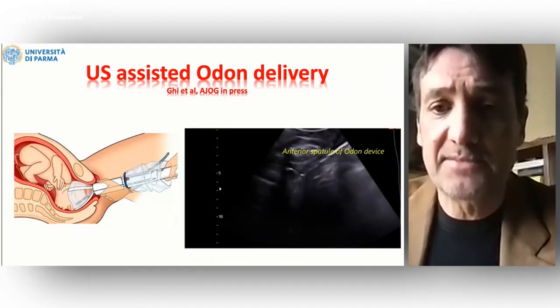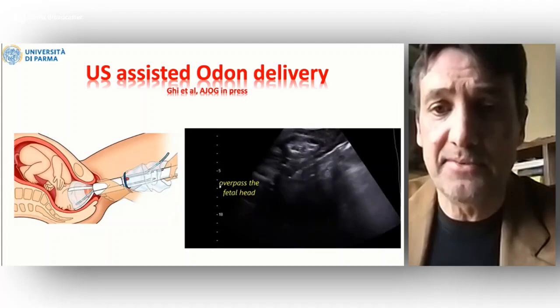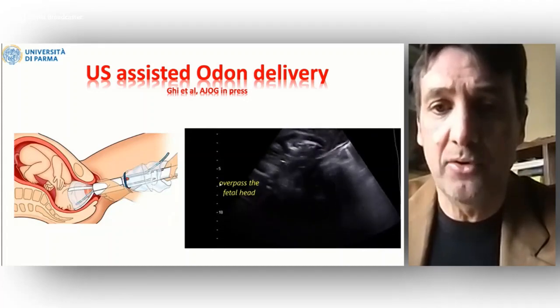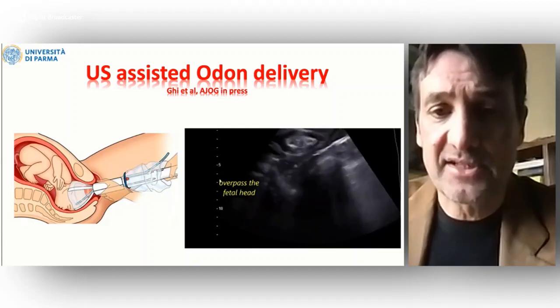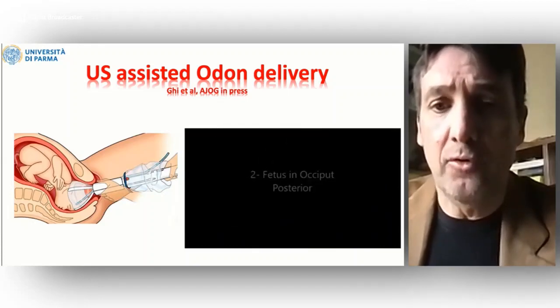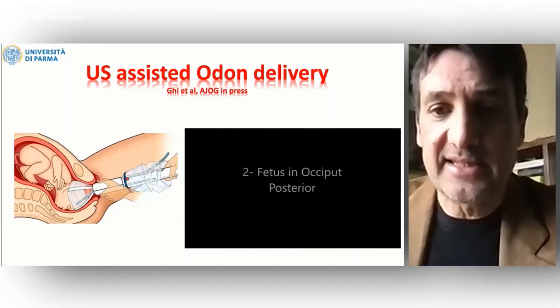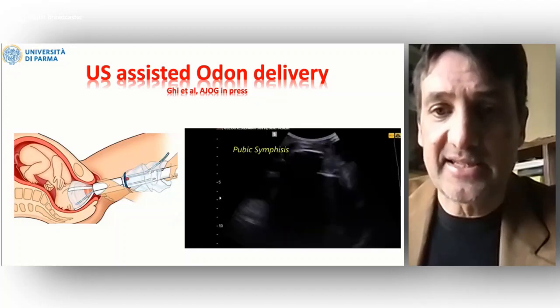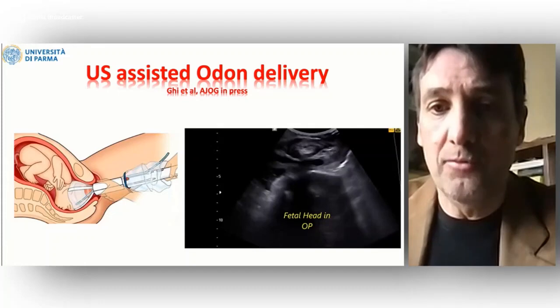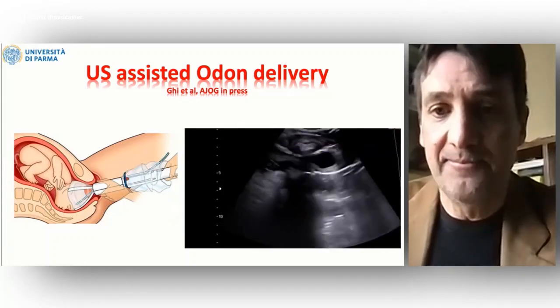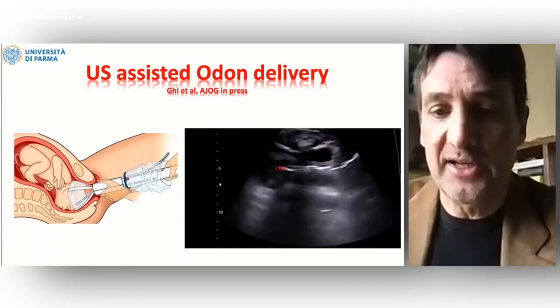You see the spatula of the device just between the pubis and the parietal bone for the occiput anterior fetus. And for OP position, you can see that the spatula is just sitting on the fetal face, on the orbits, and then resting on the lips and on the chin.